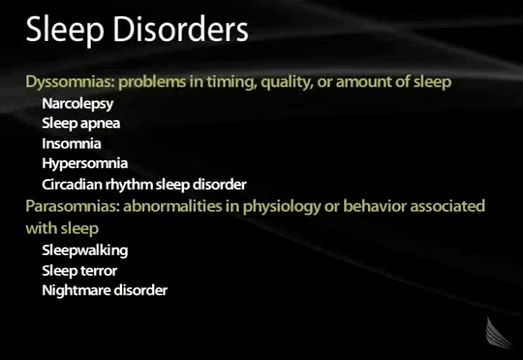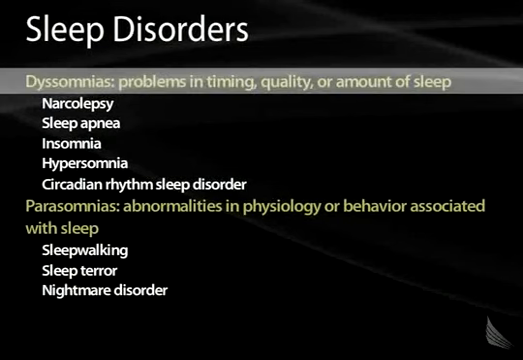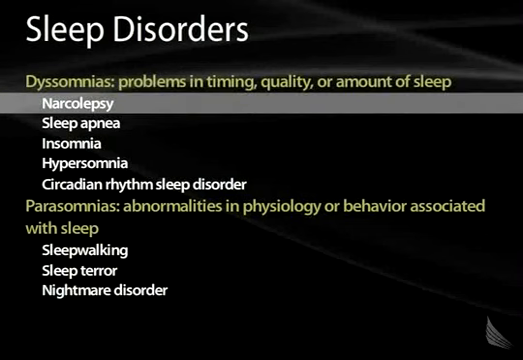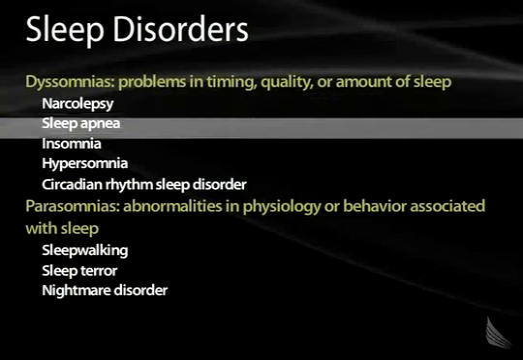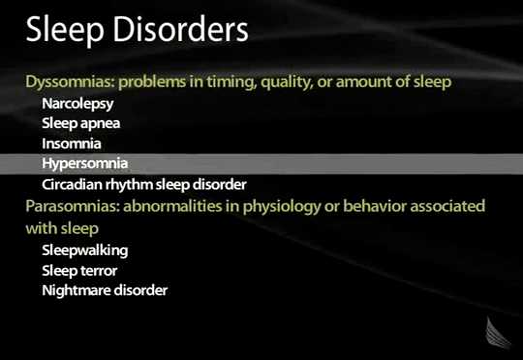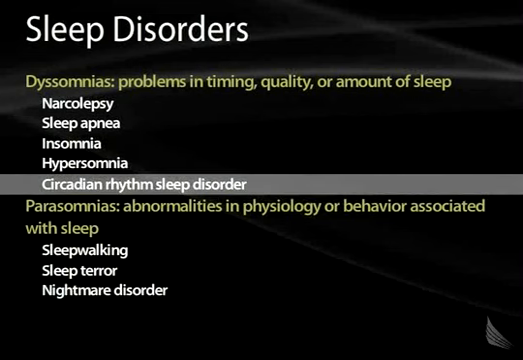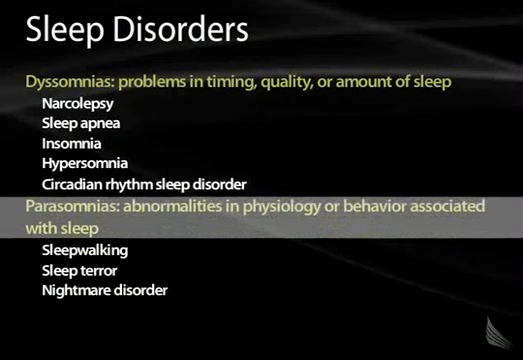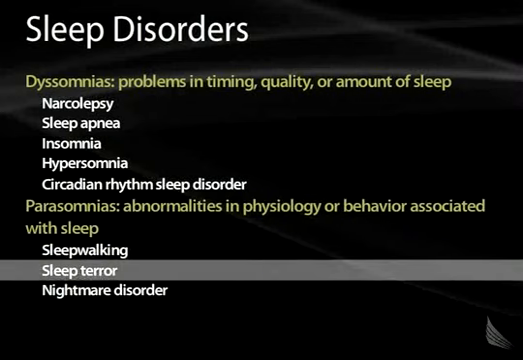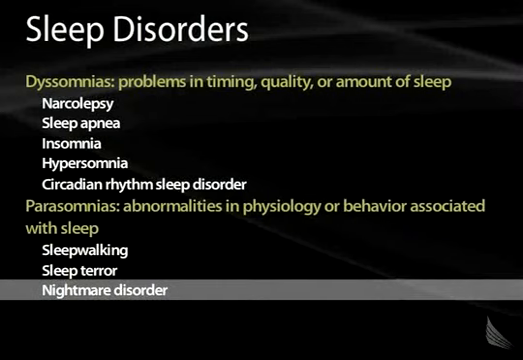So there are different types of sleep disorders. You have dysomnias, which are problems in the timing, quality, and amount of sleep. And then you have parasomnias, which are abnormalities in the physiology or behavior associated with sleep. The different kinds of dysomnias we're going to talk about are narcolepsy, sleep apnea, insomnia, hypersomnia, and circadian rhythm sleep disorder. And parasomnias include sleepwalking, sleep terror, and nightmare disorders.